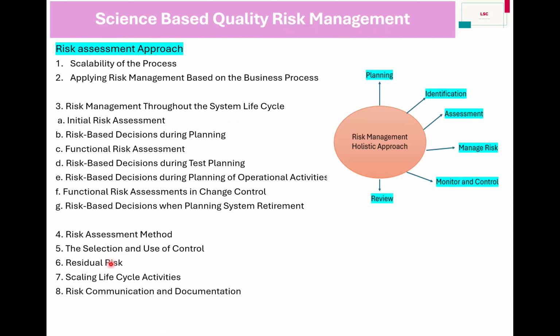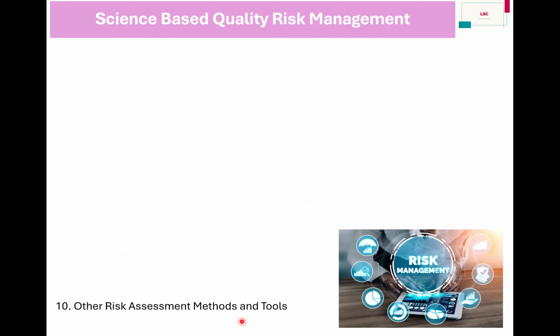Then risk communication and documentation. As we all know, in the ICH Q9, risk communication plays an important role when we communicate our risk and achieve the mitigation control. And risk management of outsourced activity, where we apply the documentation, working, and maximum outsourced controls in our risk management process.